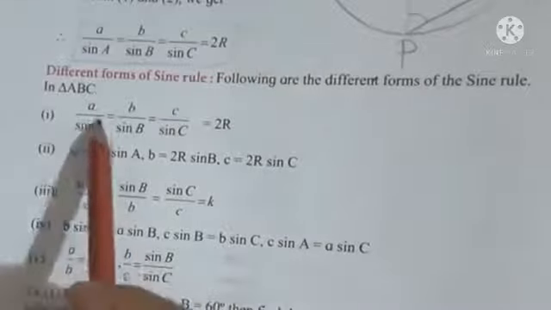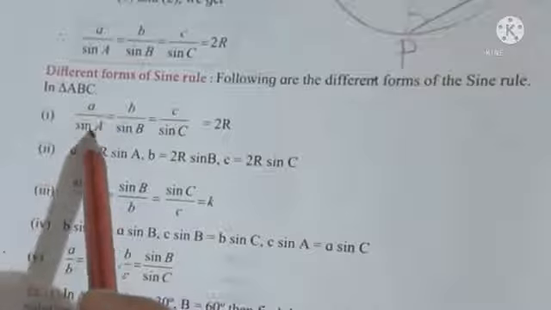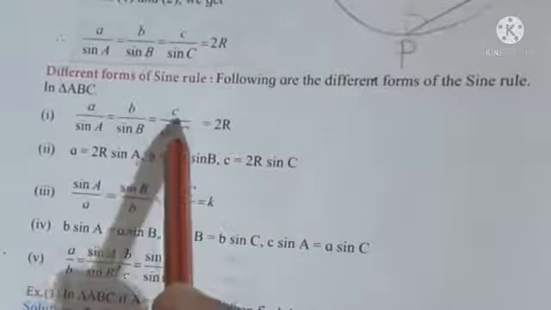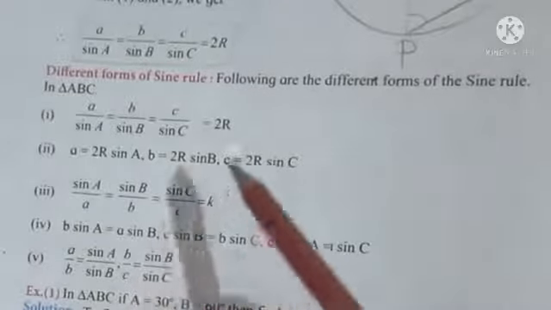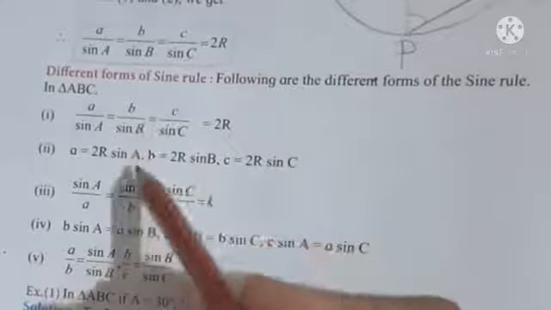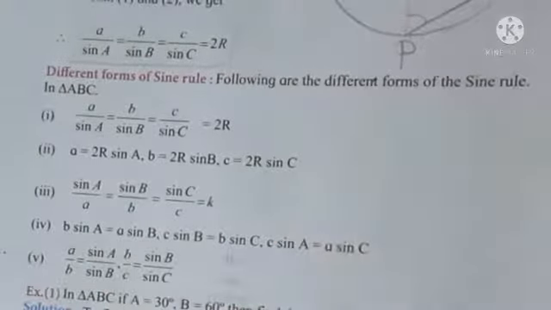Similarly, from the first equation, if we take alternando, a upon b is equal to sin A upon sin B, and b upon c is equal to sin B upon sin C. By alternando we can write this. These are the different forms of the sine rule. You remember the sine rule, and from that you can easily remember these different forms.